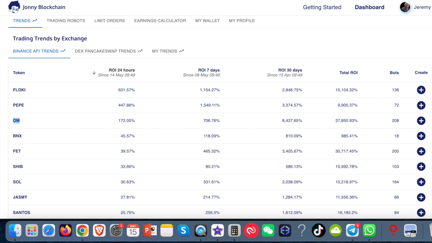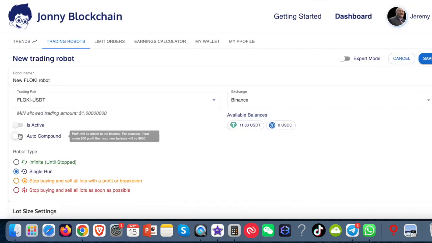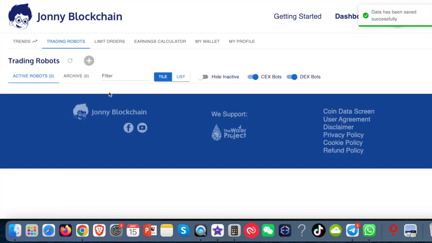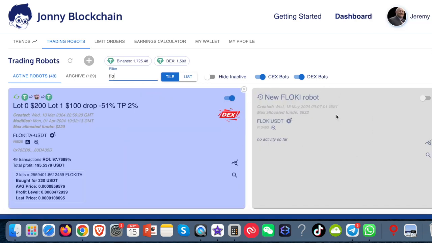And the easiest way to be mindful of it is I'll come here and I'm just going to click on the plus sign to create a robot. Now, what I'm going to do, it's not going to be active. I'm just going to save this for the moment. And then what I'm going to do in here, I'm going to search for Floki. There's the new bot, which I've just set up. Now, I haven't set it up. I haven't done anything with it.